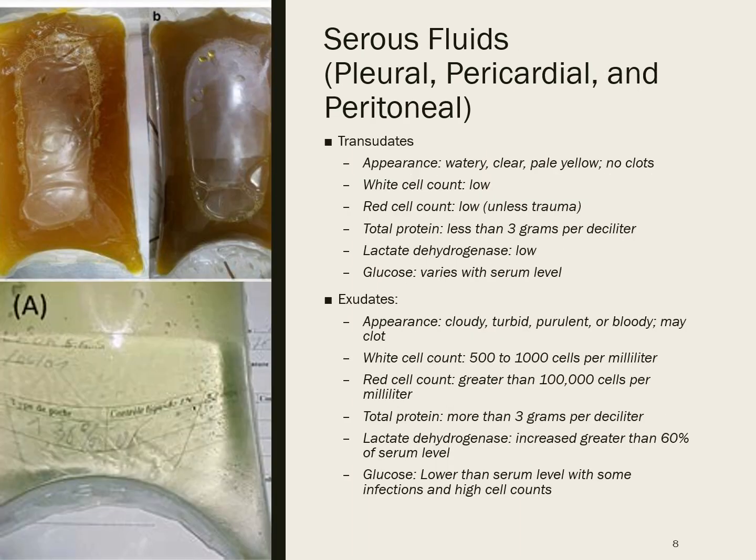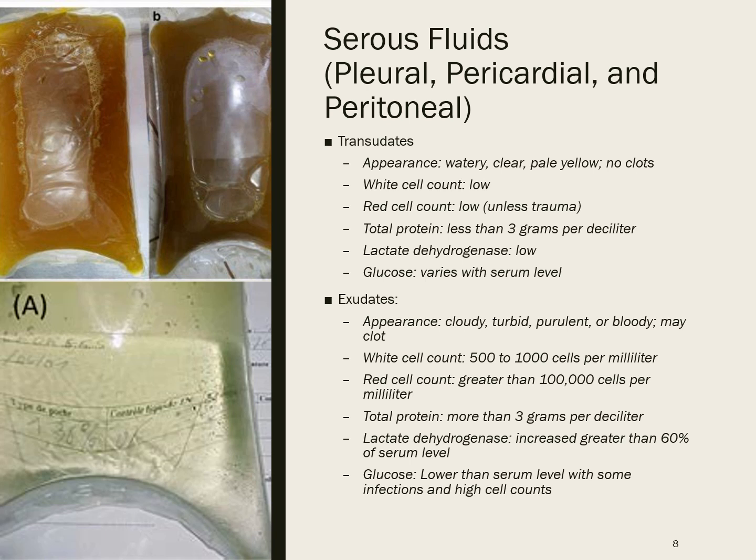So for the transudates, we're looking for something that's kind of clear, very pale, there's nothing in it, nothing floating. The white cell count could have some low numbers, but typically you're not finding anything in these fluids that is normal. And for testing for protein and lactate, those are going to be low. Your glucose can vary based on what the serum level is.